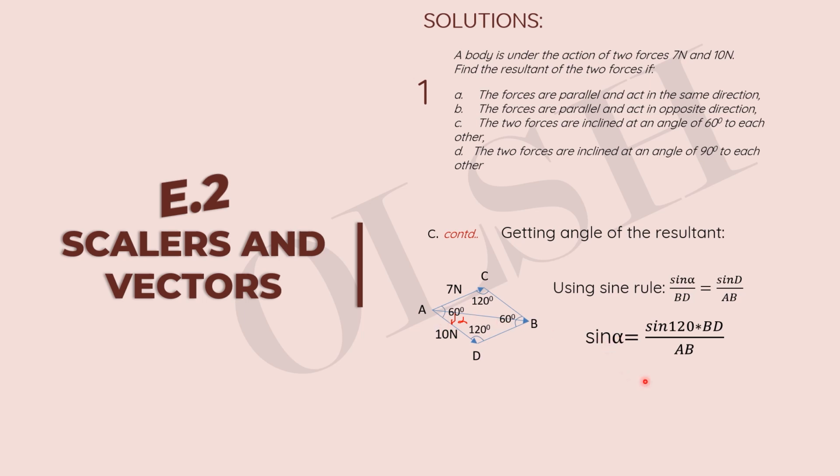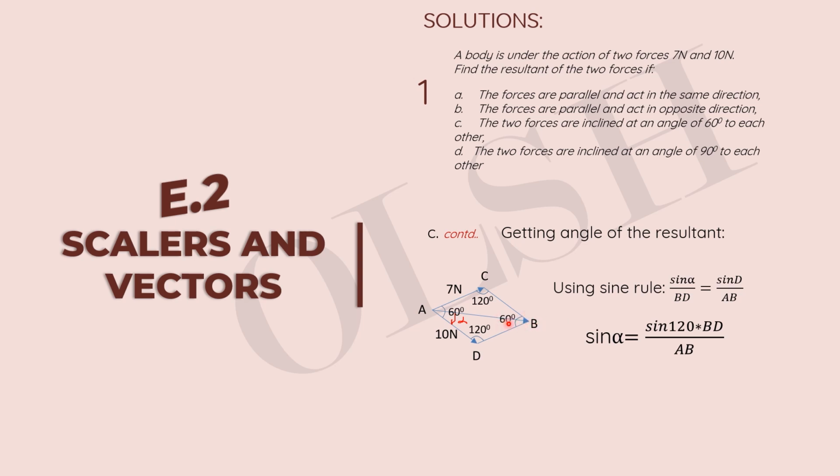We know that BD is equivalent to AC, or the 7 newtons, both in magnitude and in direction. You can see AC is the same as DB, both in direction and magnitude too. So we can deduce from that BD is 7 newtons. The same thing with AD and CB. But we already know that AD is 10 newtons in this case. But we're looking for sine alpha and we need AB.